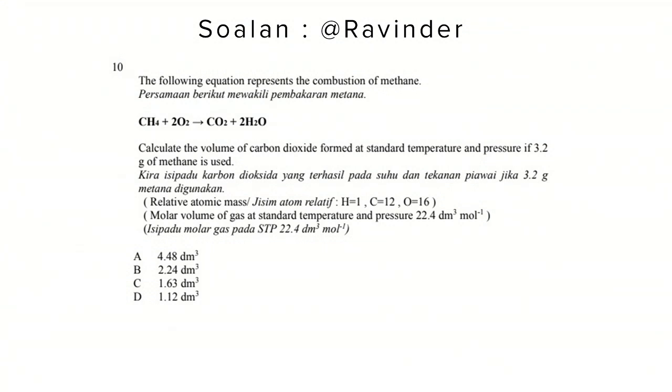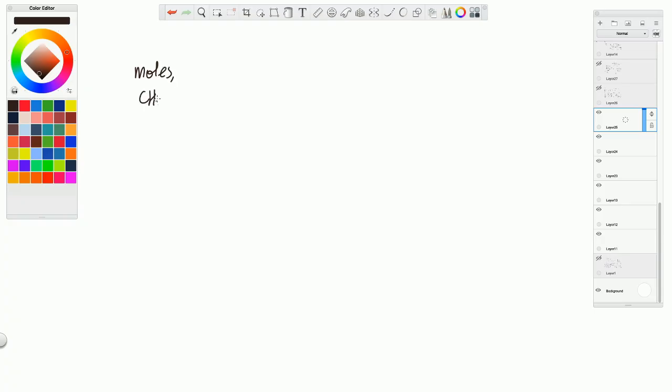Okay, here's another calculation question. The following question represents the combustion of methane. Calculate the volume of carbon dioxide if 3.2 grams of methane is used. So first thing you do is find the amount of moles of methane. So you take mass over molar mass. Carbon is 12, hydrogen is 1 times 4. Okay, so this should give you 0.5, right? 3.2 divided by 16. Okay, 0.2. So 0.2 mole.